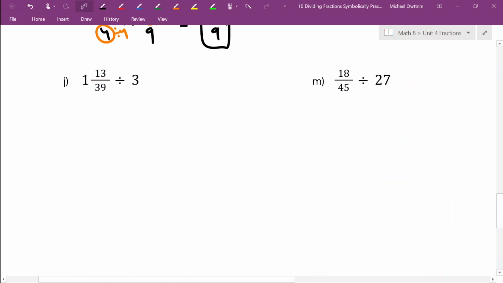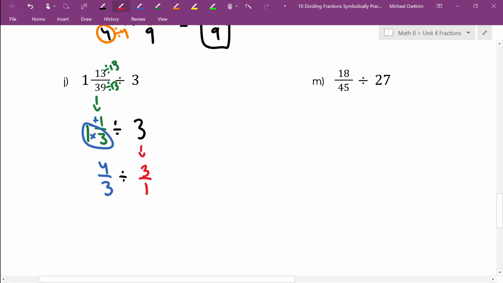In question I, I'm again going to start by simplifying. 13 and 39 are both multiples of 13. So that'll give me the simpler form mixed number 1 and 1/3 divided by 3. And I can also convert that mixed number to an improper fraction. So 1 times 3 is 3, plus 1 is 4/3. We need to divide that by 3 over 1. So we'll rewrite that whole number.